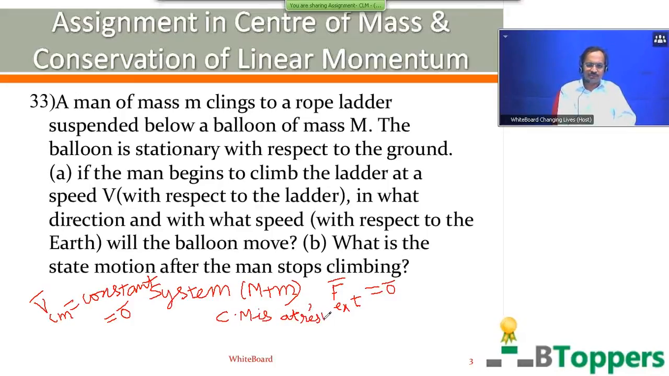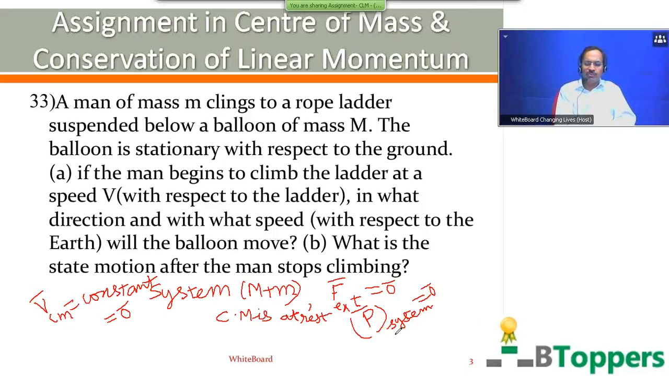at rest. And the total momentum of the system of the man and balloon is equal to the total mass of the system times the velocity of the center of mass of the system. Here the velocity of the center of mass of the system is 0, therefore the total momentum of the system is 0.